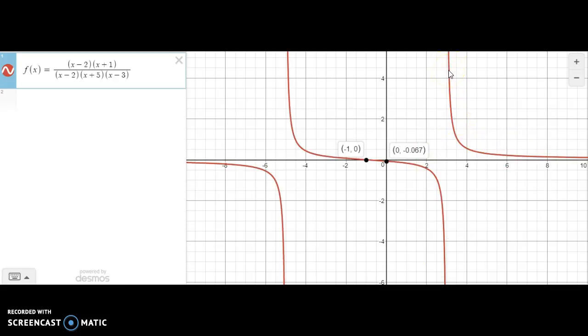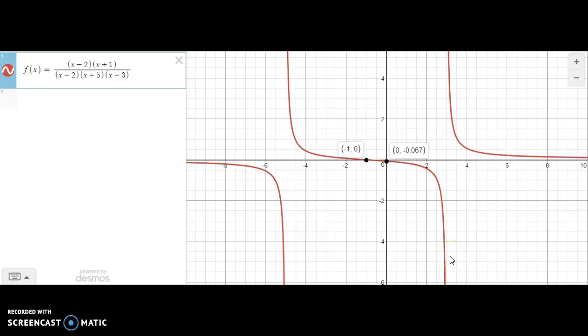Then you're going to find your end behavior, which is how the function behaves as it approaches infinity. So as x approaches -infinity, y is approaching 0. Then as x approaches -5, y is approaching -infinity and infinity. Then as x approaches infinity, y approaches 0. And then as x approaches 3, y approaches infinity and -infinity.